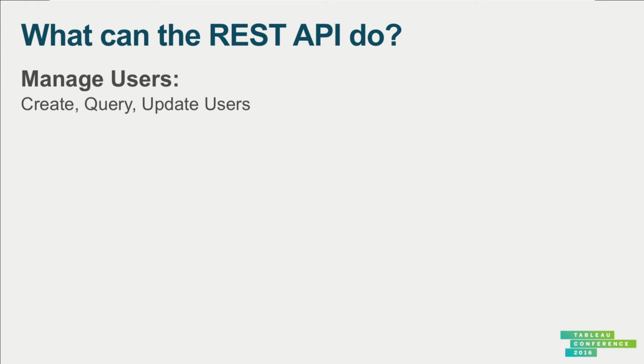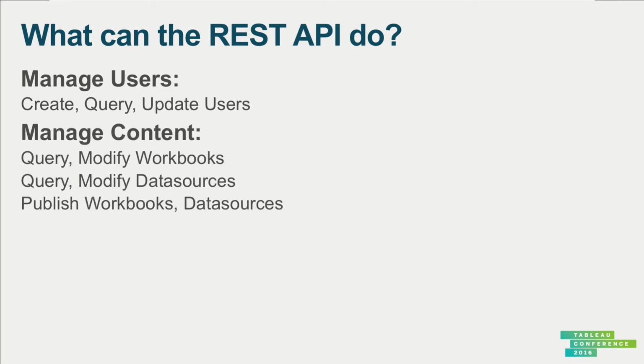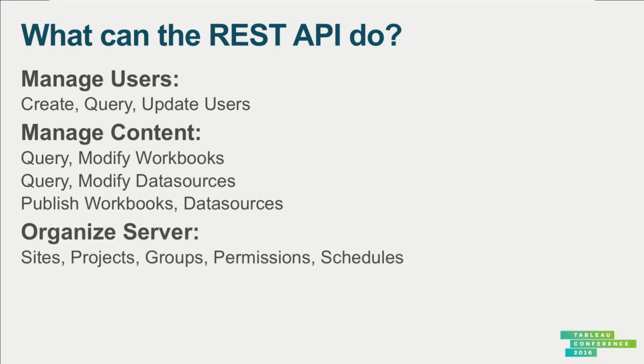Individual endpoints kind of fall into a few items. I like to put them in these 3 categories. Manage users, you saw that: create, query users. Manage content, such as publishing workbooks, modifying the workbooks with the right tags, or querying workbooks for individual tags. And you can also use it to query, modify, create, all of those little things that organize server. Projects, groups, permissions, making sure the right people have the right access to the right content, can all be automated with the REST API.